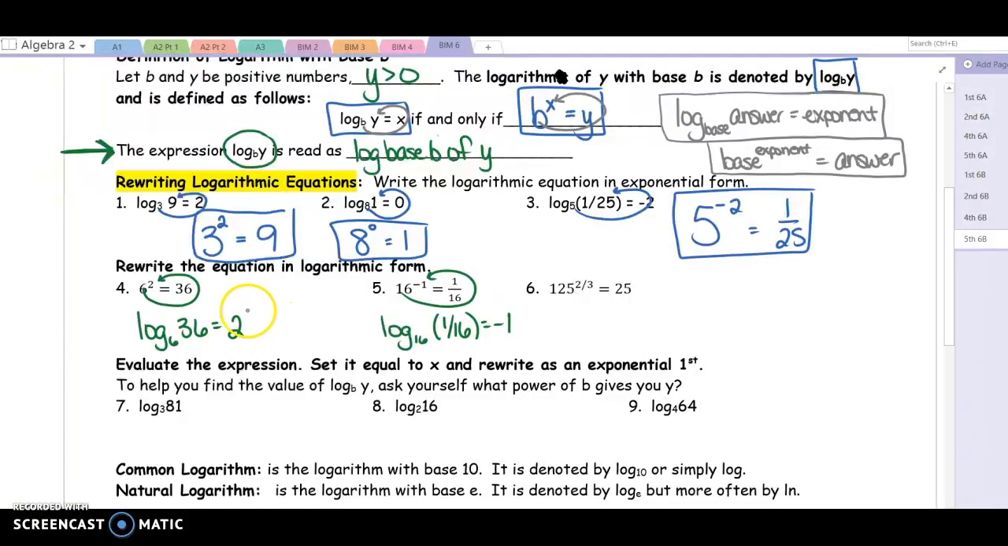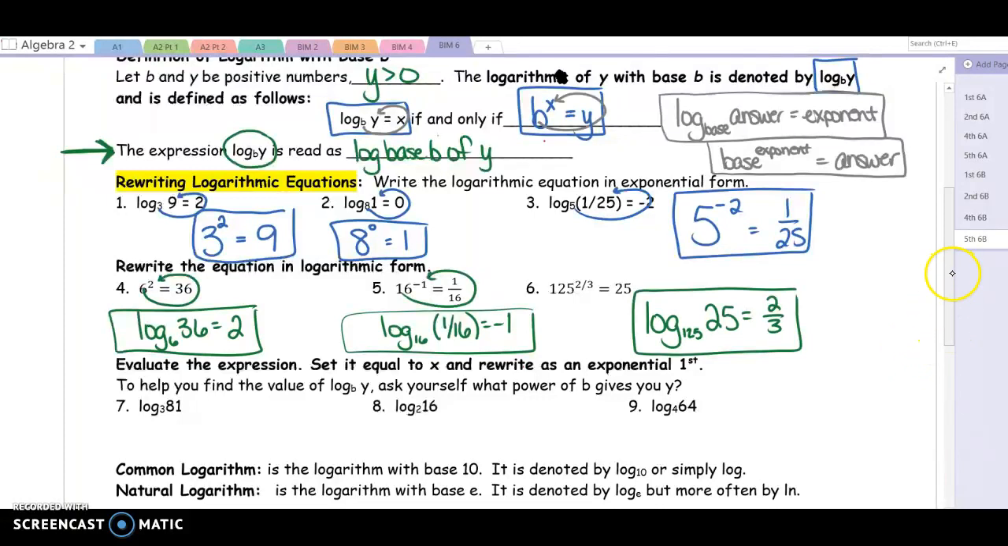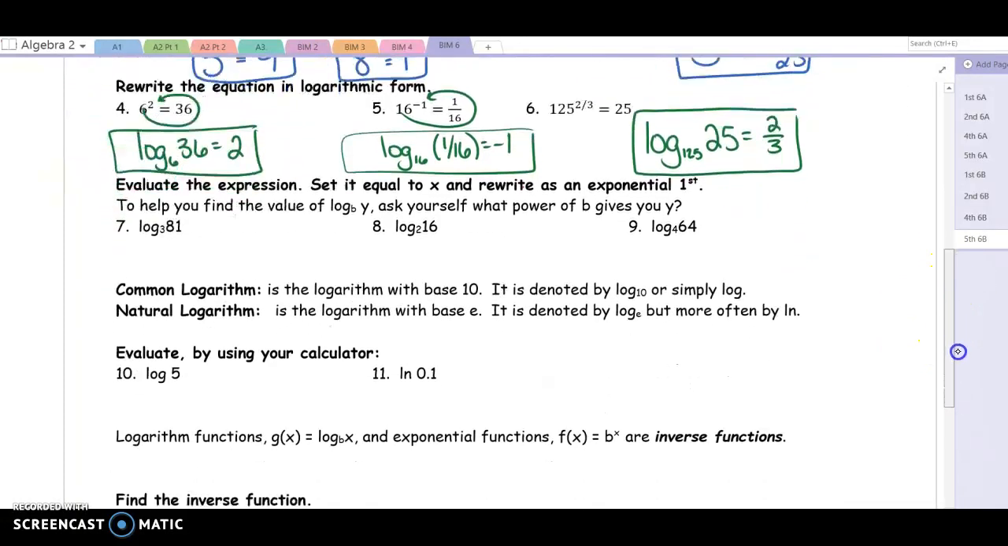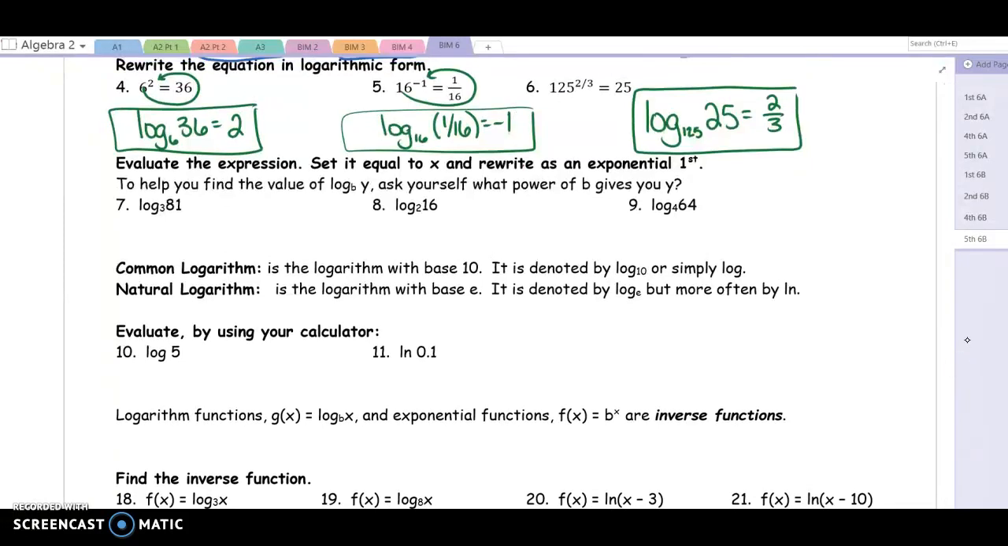So try number 6 on your own, although I think you've all got this. Evaluate the expression log base 3 of 81. What they want you to do is put this equal to x and then switch it around and guess and check. So this would be 3 to the x equals 81, and they want you to figure out what that is. If they say evaluate this without a calculator, it should be a whole number and you should be able to figure it out. So 3 squared is 9, 3 to the 3rd is 27, 3 to the 4th is 81. So the log base 3 of 81 is 4.